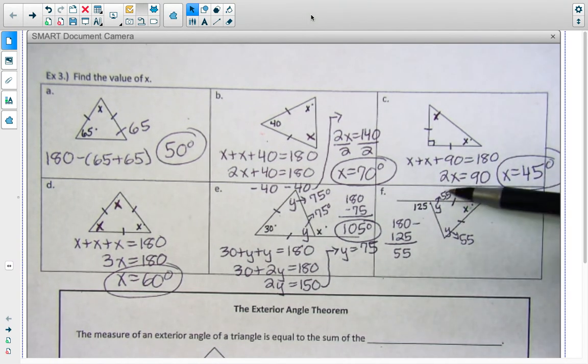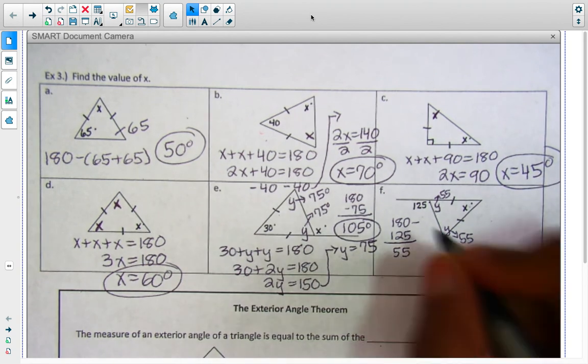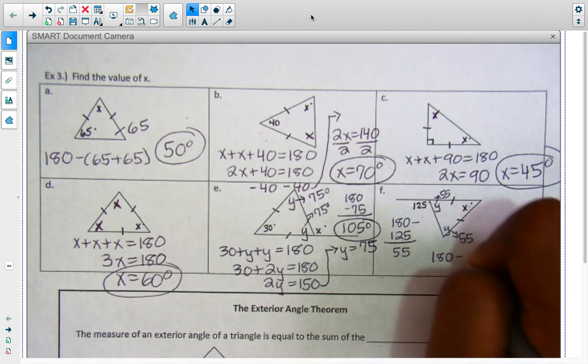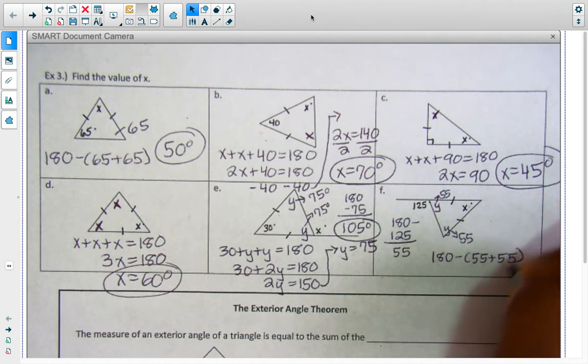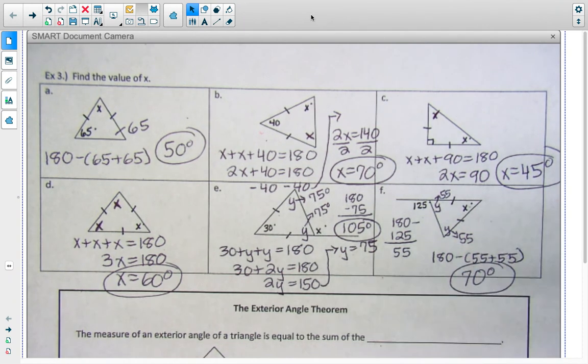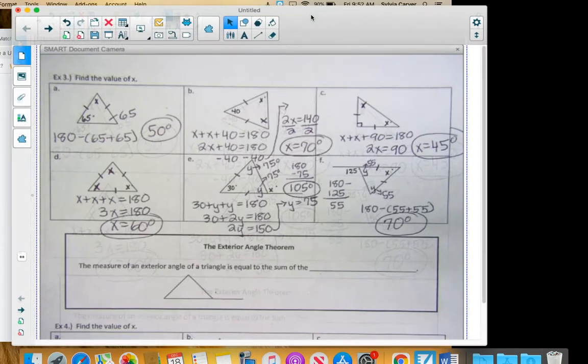So x plus 55 is equal to 180. So 180 minus the sum of these two angles. And voila, my answer is 70. So the answer for this is 70 degrees.